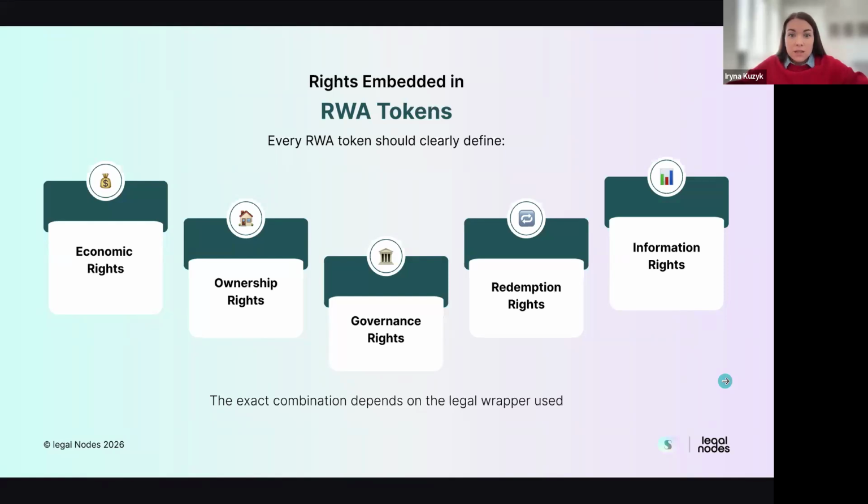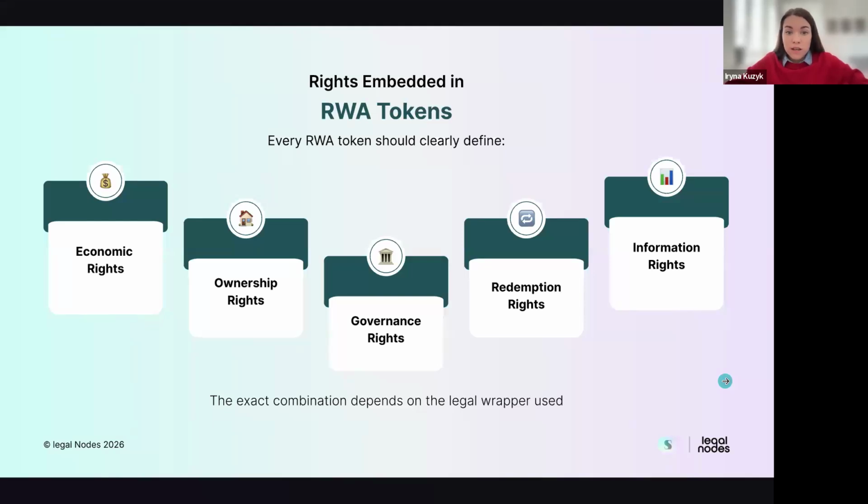And again, it is something that is important to define in the legal documentation that supports RWA token. Now, we'll move to the category of redemption rights, which determine how investors exit the investment. This can happen through secondary trading or through redemption mechanism.